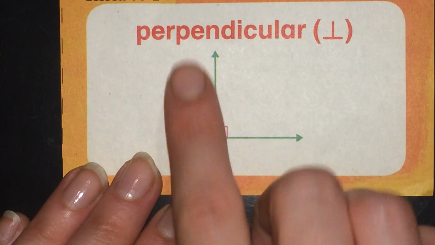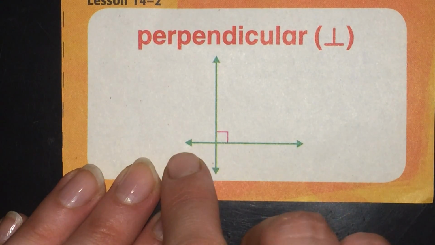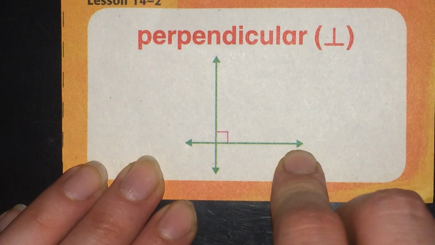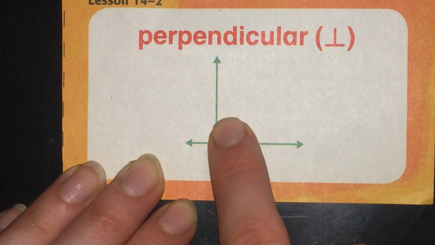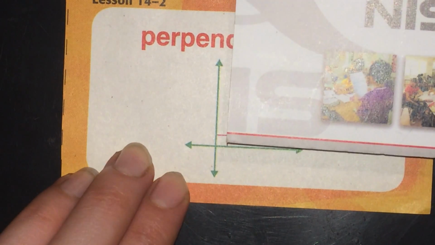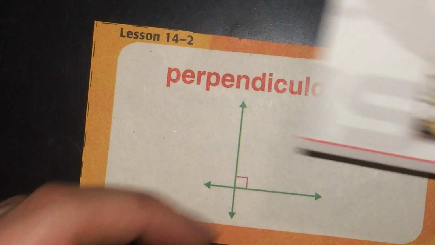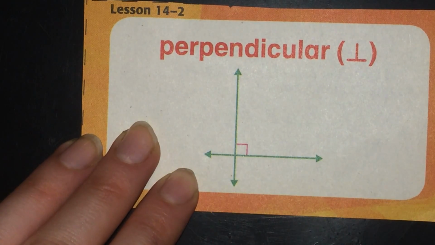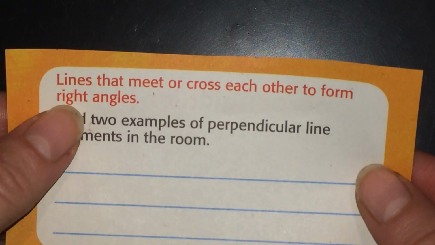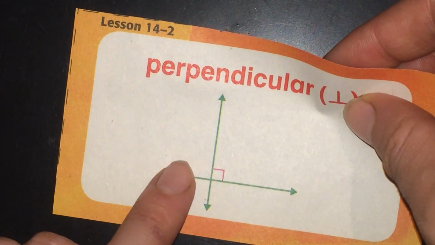There's another kind of lines, perpendicular lines. This is the symbol we use. Perpendicular lines meet at what we call a 90-degree angle. We're going to talk about degrees in lesson 4. But a 90-degree angle, basically what it means is a corner, a straight corner. Look at this, how it fits right into there. Perpendicular lines meet, they cross at a very straight corner. And the definition is lines that meet or cross each other to form right angles. These are the right angles.